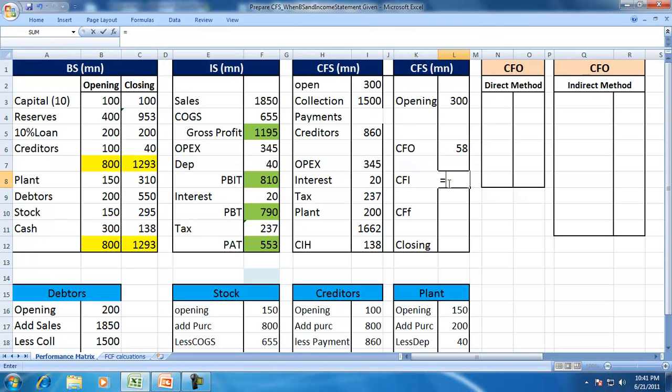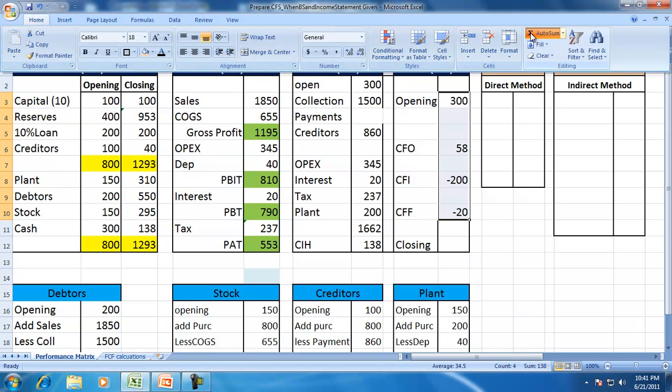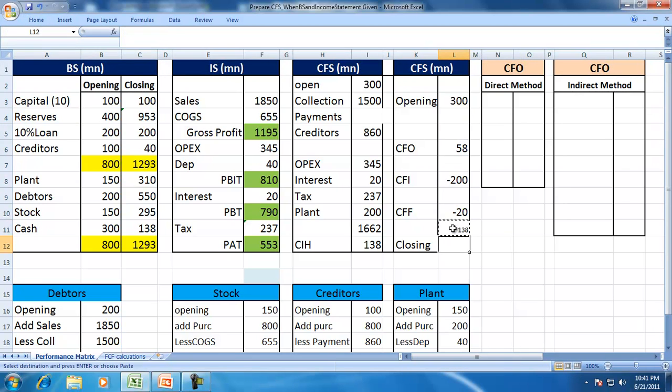Now cash from investment: you have not received any other inflow, so the only investment decision is the acquisition of a plant, therefore there is a negative cash from investment. In the same way, you have not raised or borrowed money, so the only payment is the interest payment, therefore cash from financing is negative. So CFF negative, CFI negative, CFO positive, together you get the cash in hand, which we got previously as 138.